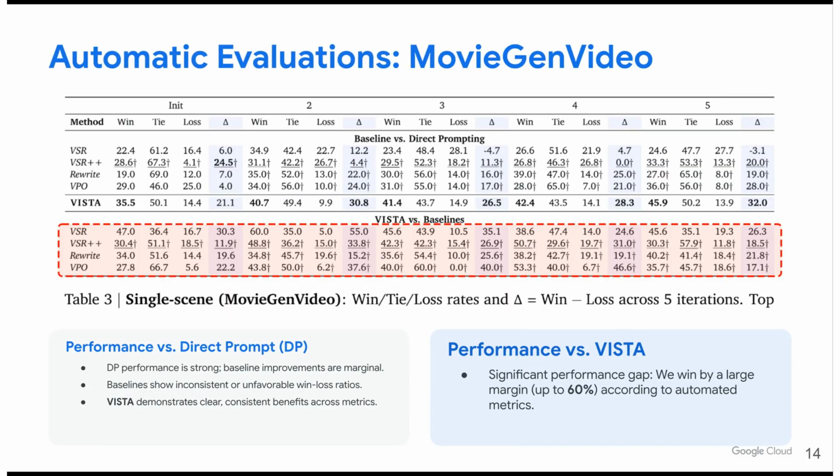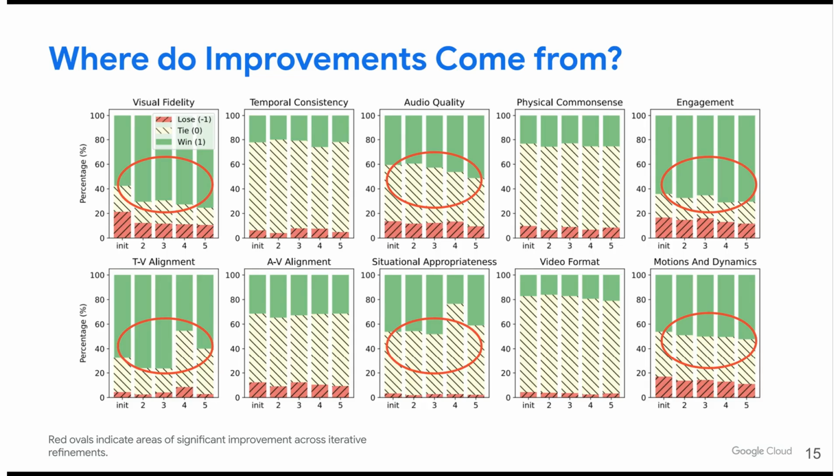Looking at the results on the single scene benchmark, we find that standard baselines show only marginal, inconsistent, and often unfavorable win-loss ratios compared to direct prompting. In contrast, VISTA demonstrates clear, consistent benefits with more optimization iterations. We find that VISTA improves the most on visual fidelity, audio quality, alignment, and engagement.